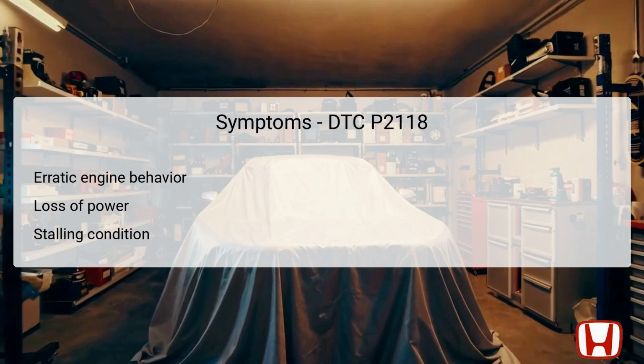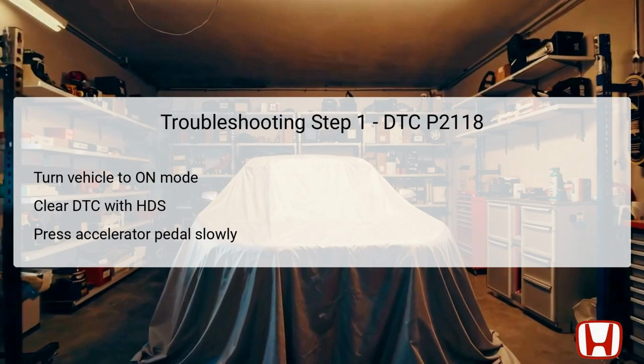The first step in troubleshooting DTC P2118 begins with establishing the vehicle's operational mode. You will first turn the ignition to the on position without starting the engine. Next, using a Honda Diagnostic System HDS scan tool, clear the existing DTC codes. This is essential as it resets the system and prepares it to gather fresh data upon completion of the next actions. Following this, you will slowly press the accelerator pedal all the way to the floor.